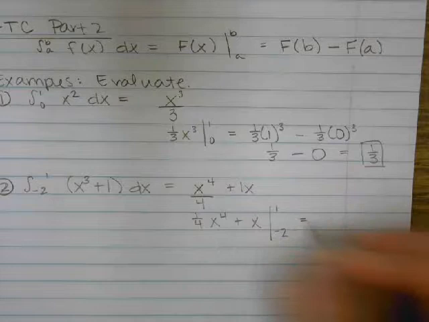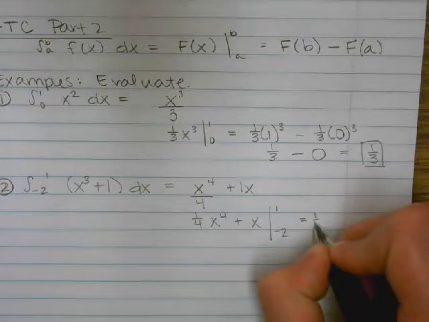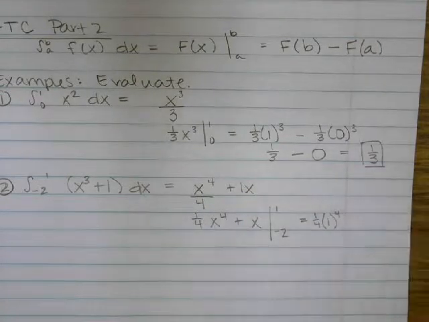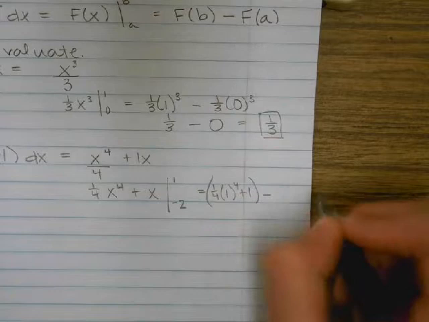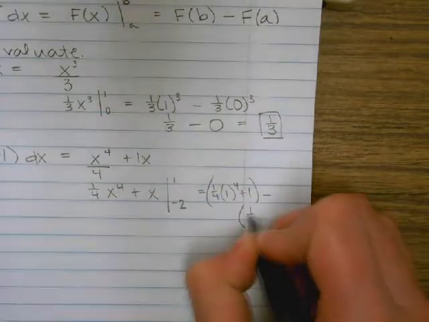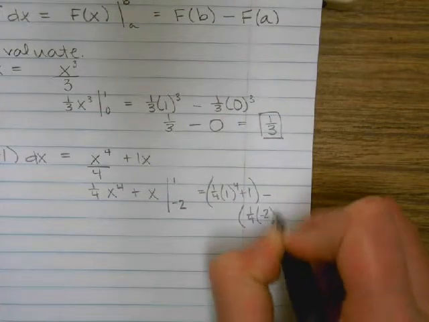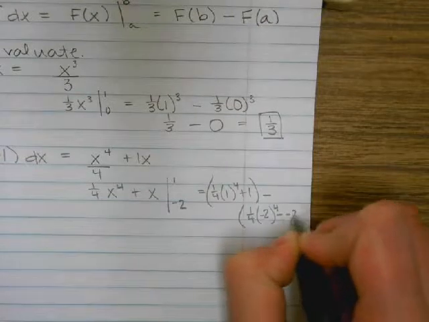That's going to be 1/4 times 1 to the 4th power plus 1. That's my first number. And I'm going to be subtracting off 1/4 times -2 to the 4th minus 2.